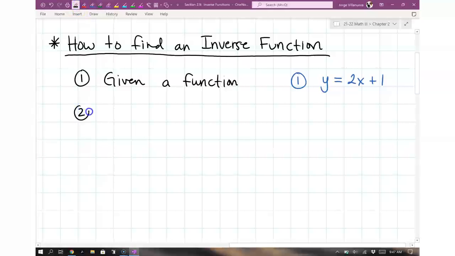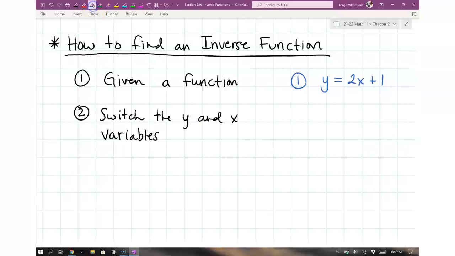Step 2. Switch the y and x variables. Now, I mean literally switch them, as in where you see a y, you're going to write an x. Where you see an x, you're going to see a y. So x equals 2y plus 1. That's not a hard step. You just got to literally rewrite them. Okay? So that's step 2. Switch them.